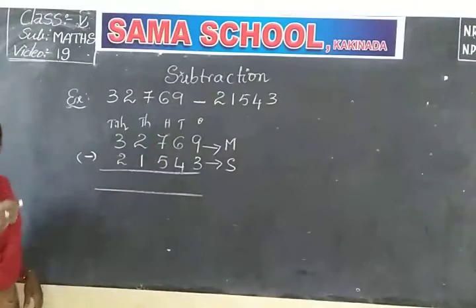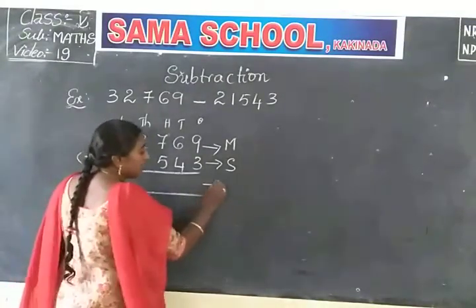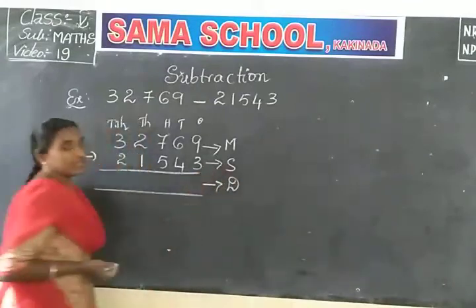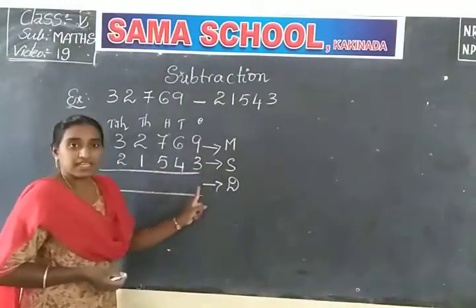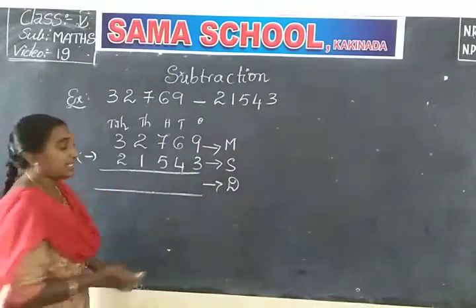Subtrahend. The second term is subtrahend. And what will we get after finding? We will get the difference. Okay? Now 9 minus 3. How much? 9 minus 3. 6.